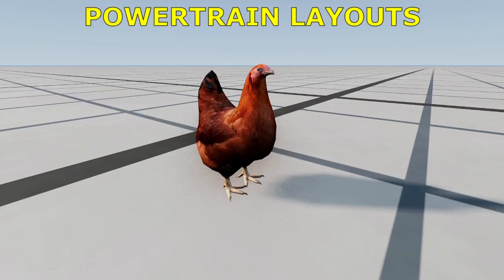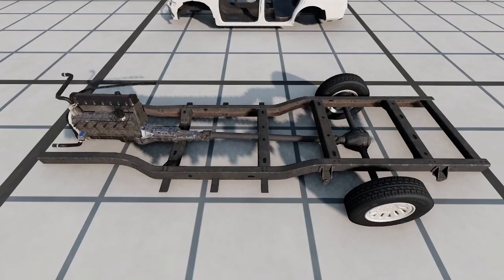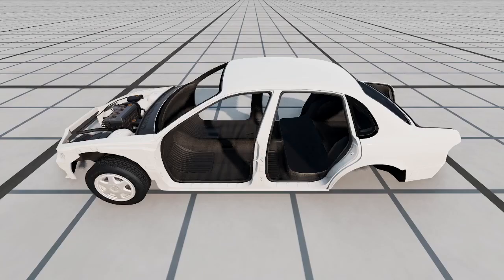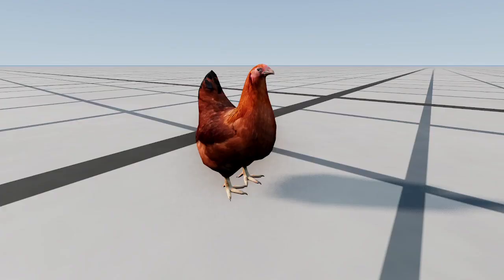Now we will go over powertrain layouts. The powertrain consists of all the components needed to propel a car: the engine, the transmission, drive shafts, and axles. All cars have a powertrain, but there are different layouts of the powertrain depending on the car's design and intended use. First we will talk about engine placement.